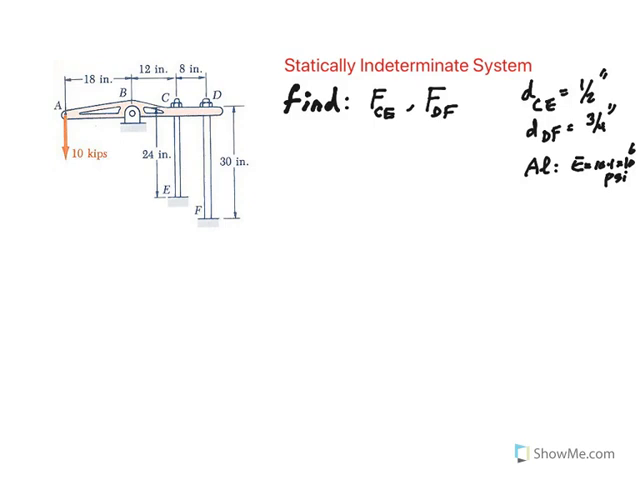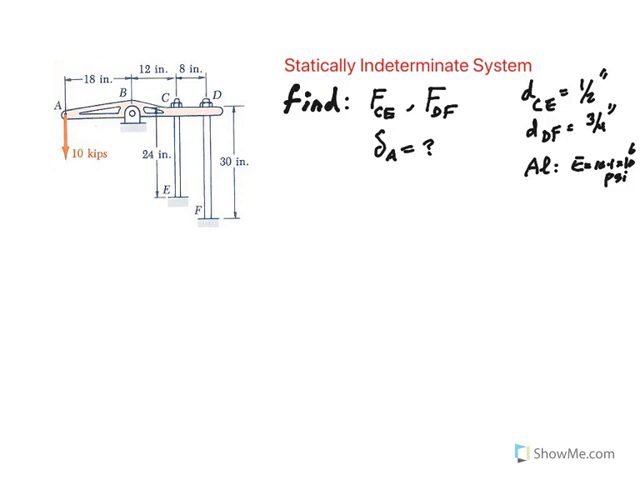Okay, our objective, besides finding force in member or rod CE and force in member DF, is also to find how much deflection point A is going to have. So I'm going to call that delta A. So that would be deflection of A. What would be the vertical deflection of point A? And of course, you'll see later on that this is really small deflection.